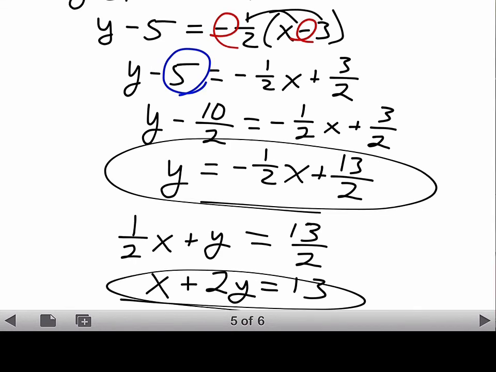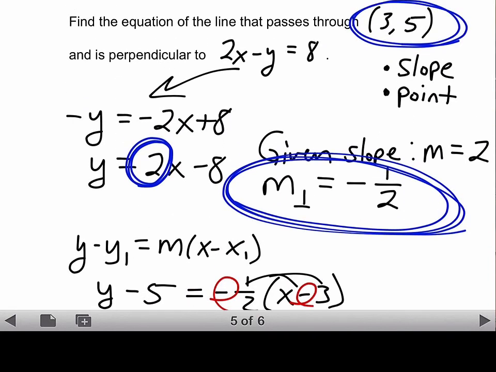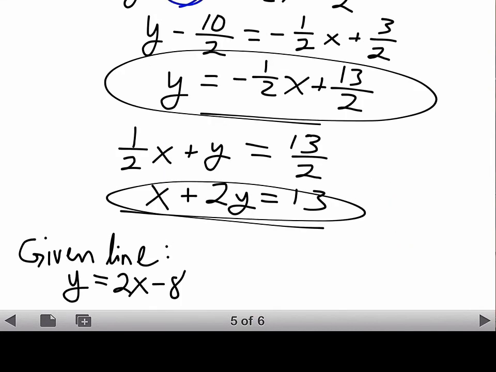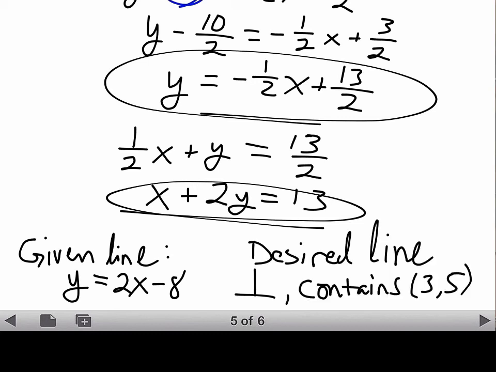Now let's compare what we were given with what we found. We were given an equation of a line, 2x minus y equals 8, and we wanted an equation that was perpendicular to that and contained the point (3, 5). Solving 2x minus y equals 8 for y, we got y equals 2x minus 8. I've recorded that information down here. The given line is y equals 2x minus 8. Remember, our desired line was supposed to be perpendicular and contain the point (3, 5).